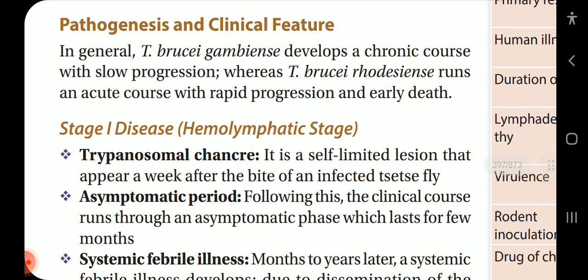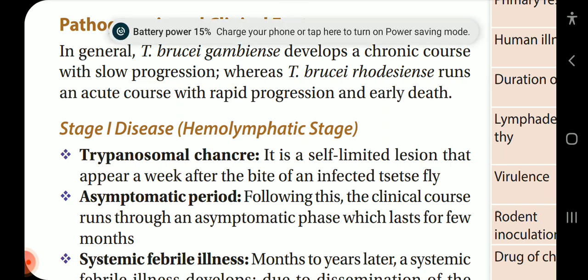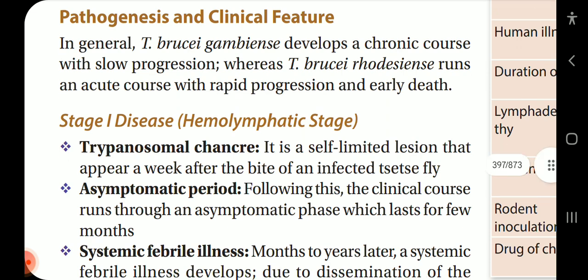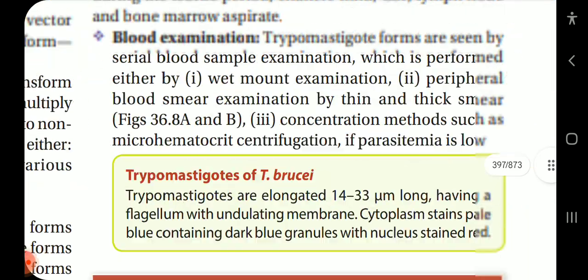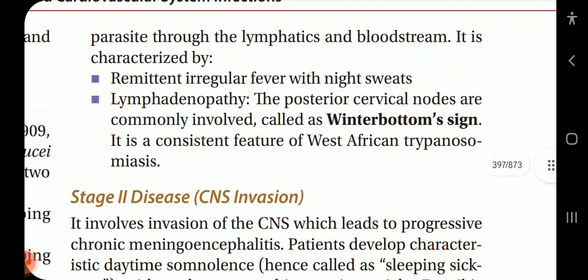Pathogenesis and clinical features: in general, Trypanosoma brucei gambiense develops a chronic course with slow progression, whereas Trypanosoma brucei rhodesiense runs an acute course with rapid progression and early death. Stage 1 disease, hemolymphatic stage. Trypanosomal chancre: it's a self-limited lesion that appears a week after the bite of an infected tsetse fly. Asymptomatic period: following this, the clinical course runs through an asymptomatic phase which lasts for a few months. Systemic febrile illness: months to years later, systemic febrile illness develops due to the dissemination of the parasite through the lymphatics and bloodstream.